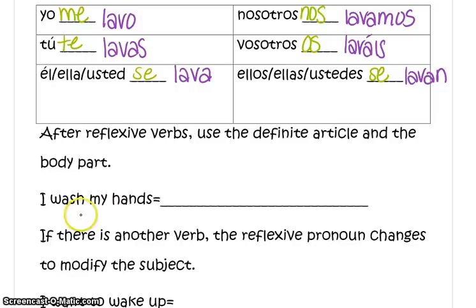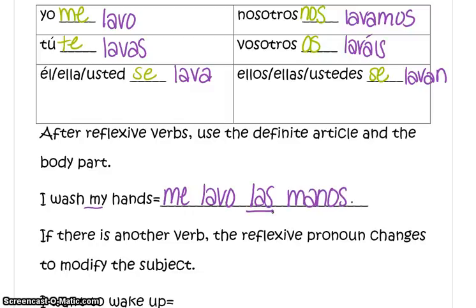So for example, I wash my hands, me lavo las manos. I know it says my hands, so you might think you have to put mis manos, but since you already said me lavo, I wash myself, I know that you're washing your own hands and not the hands of somebody else. And we don't want to be repetitive, so we would not say me lavo mis manos. Always make sure that you use the definite article. So me lavo las manos.